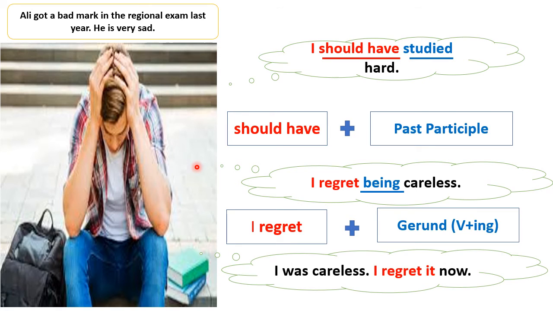So he can also say, I was careless. I regret it now. So regret we can use with the gerund form, or we can use I regret it. Okay, I was careless and I regret it. Okay, so this it refers to the action, to the fact of being careless. Okay, so I regret it. Great.